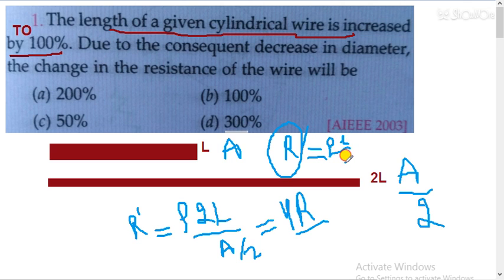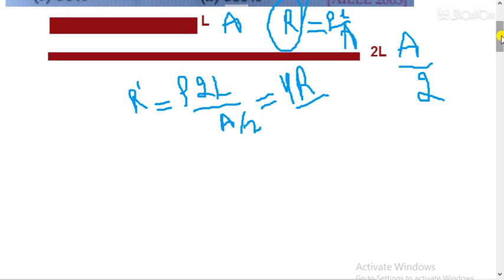So that means increased resistance is 4%. But what he is asking is the change in the resistance. So he is asking about the change in the resistance. I have already told you that he will not ask you about the resistance, he will ask you about the change.